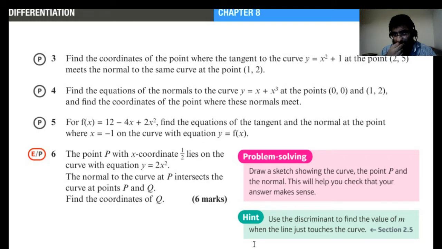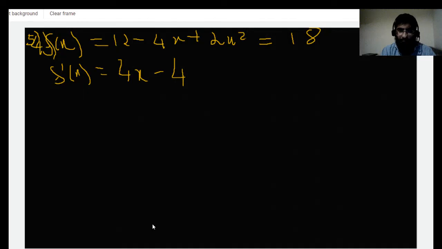And so 12 minus 4 into minus 1 plus 2 minus 1 squared. So it's 18. This should be 18. And so we'll go to the equations of tangent. So 18 is y, correct? And so x is minus, what am I doing? Okay, so the point is minus 1 comma 18.